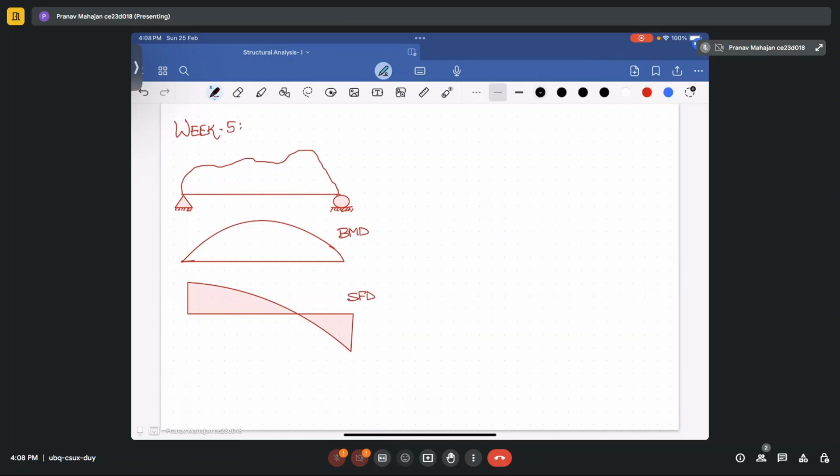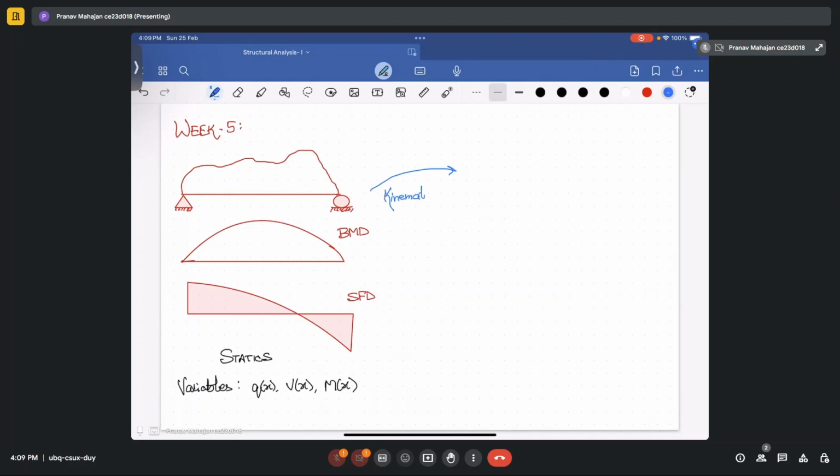So all these things are in static condition, wherein the static variables are load, shear, and moment. Now to determine the deflection and slope at any particular point, we convert them into kinematics.